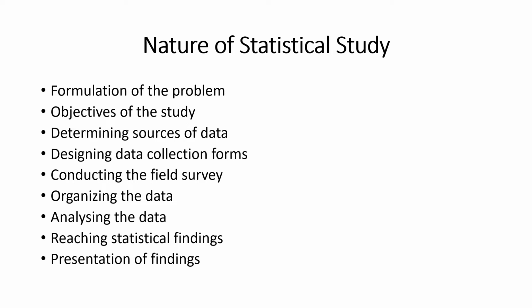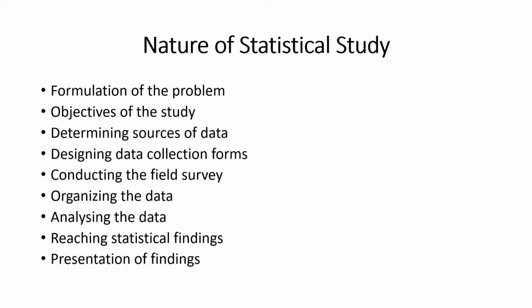The first one is formulation of the problem. The statistical study always begins with the formulation of the problem on which the study is to be done. The second one is objectives of the study. After formulating the problem, the objectives of the study are determined. The third one is determining sources of data. Once the problem and the objectives are formulated, you need to determine the data required to conduct the study, and data can be collected from primary source and secondary source.